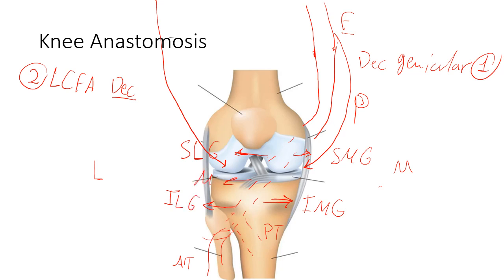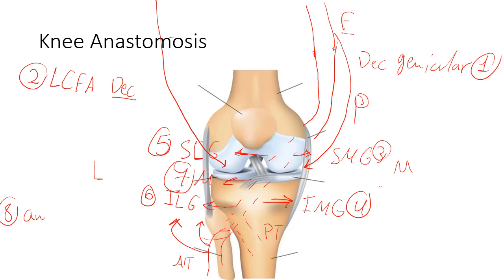So now let's count. This is the third, the fourth, the fifth, the sixth, and the seventh. Now we have 3 more branches left. From the anterior tibial artery, we're going to get 2 branches that will participate in the anastomosis. I'm going to write them down here: anterior recurrent tibial artery and posterior recurrent tibial artery.